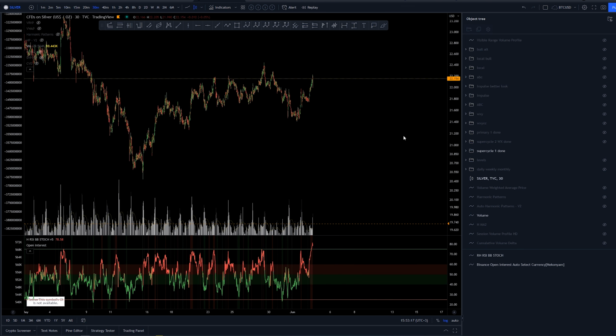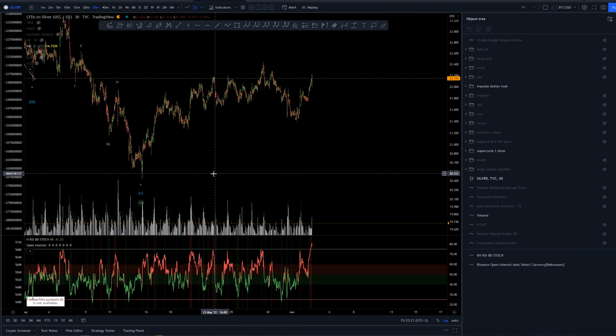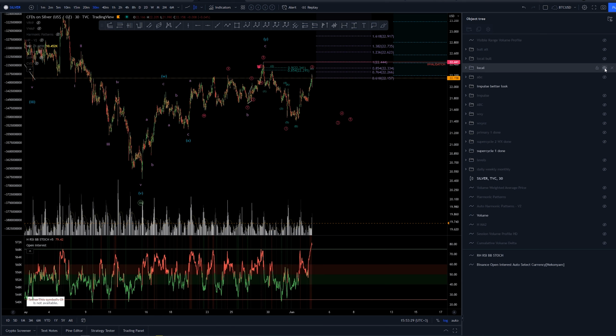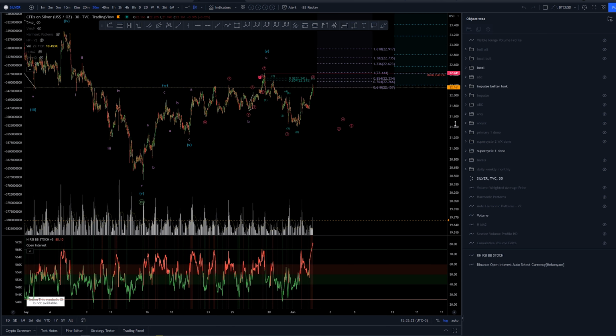We had a couple of different ideas. One was saying that we had a third on a higher time frame ending here, and then we would be looking for the wave 4 and then looking again for 5 waves down. Let's take a look at that count here.